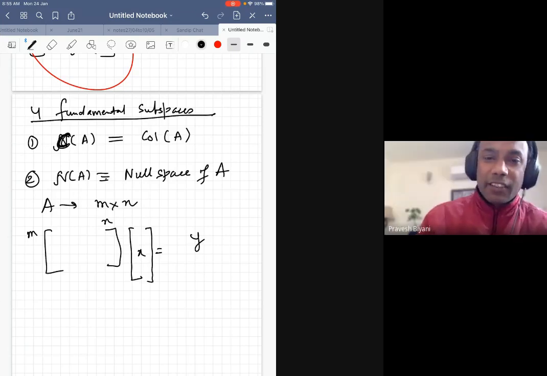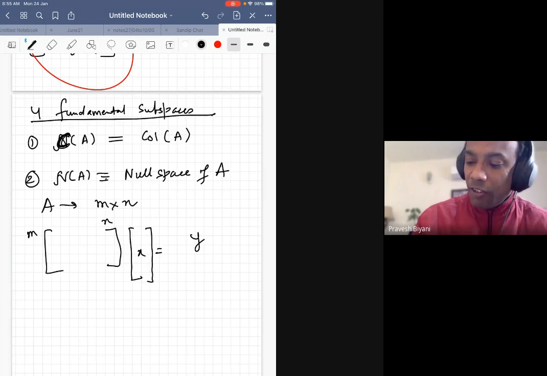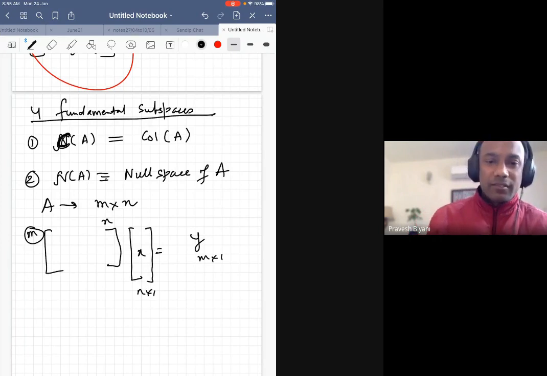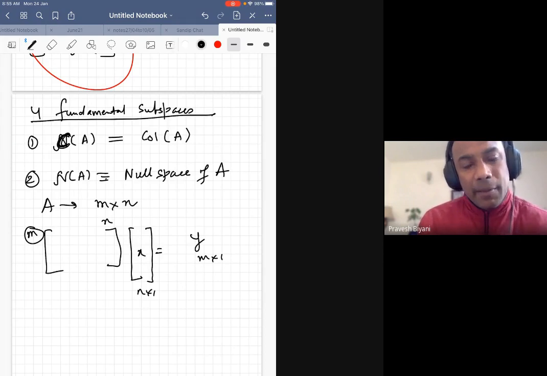So y is equal to AX. So y is an element of the column space of A, which is of length M, because X is N cross 1. Therefore, y is M cross 1. So that's the column space of A. You understand the point, right? Basically, every element of the column space is a vector of length M.